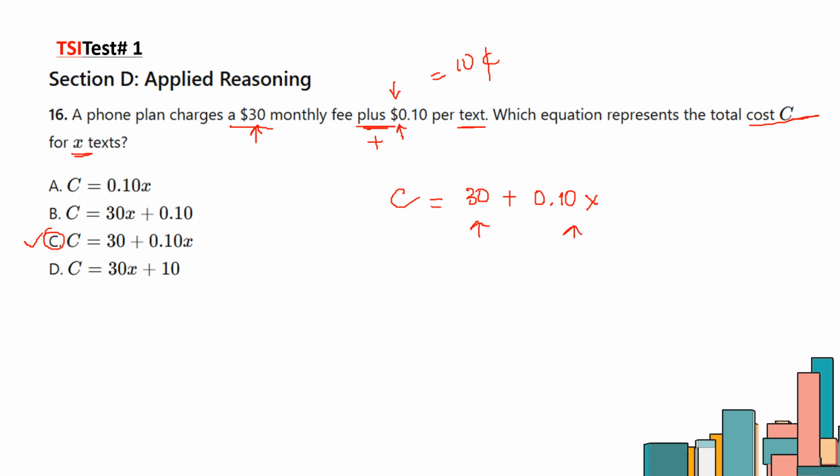So this one in D, that 10 will not happen. And also the $30 monthly fee applies only one time, so this one cannot be right. And this one doesn't have the monthly fee added to it. So see the correct one.